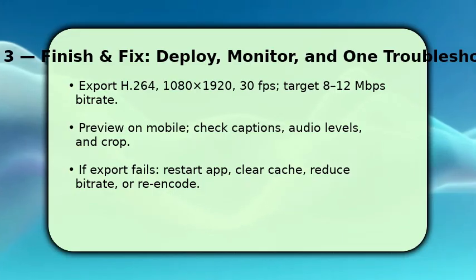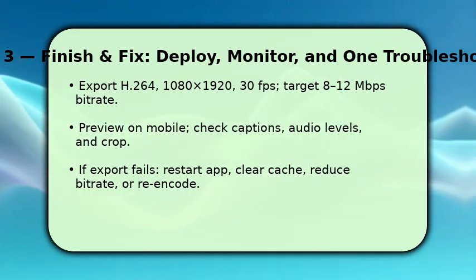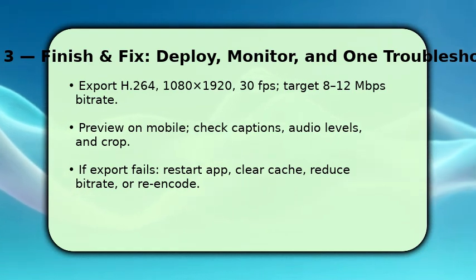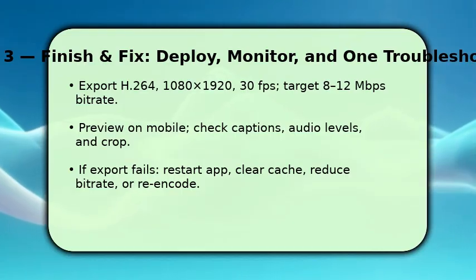You finish by exporting H.264 at 1080 x 1920 and 30 fps with an 8 to 12 Mbps bitrate. That balances quality and file size for posting. Once exported, preview on a phone to confirm captions, audio levels, and framing within vertical crop lines.